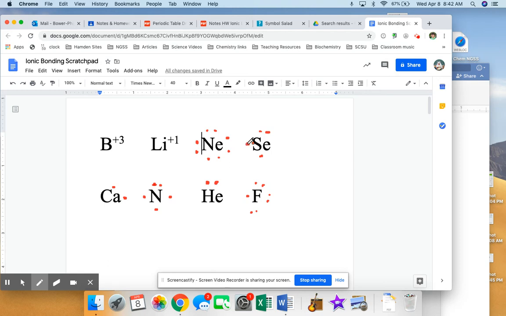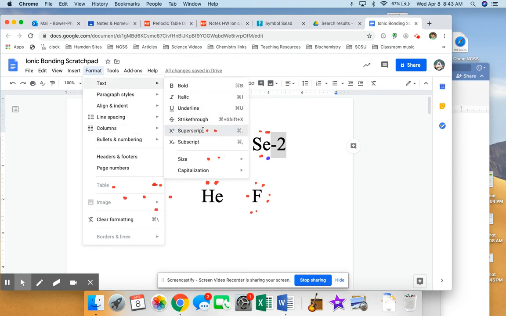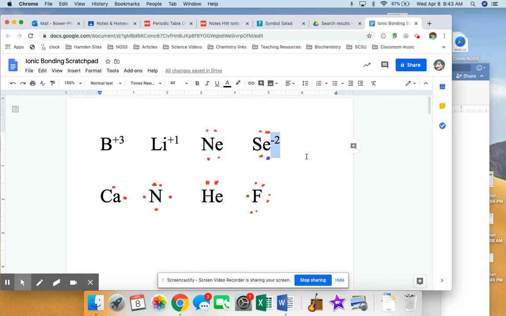And Se had 6. So the easiest thing for that Se to do to get to 8 is to add 2 more. So it's going to have 2 extra ones, 1, 2. And by getting those 2 extra ones, now it's going to have a -2 charge because it got 2 extra negative charges. Because it got 2 extra negative charges, now Se has a -2 charge.